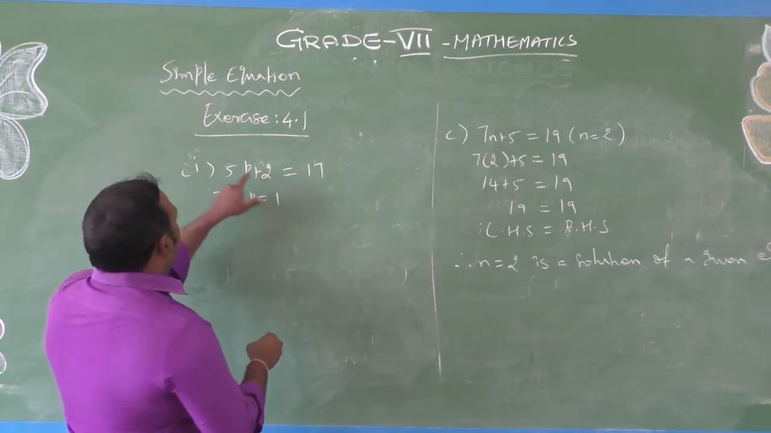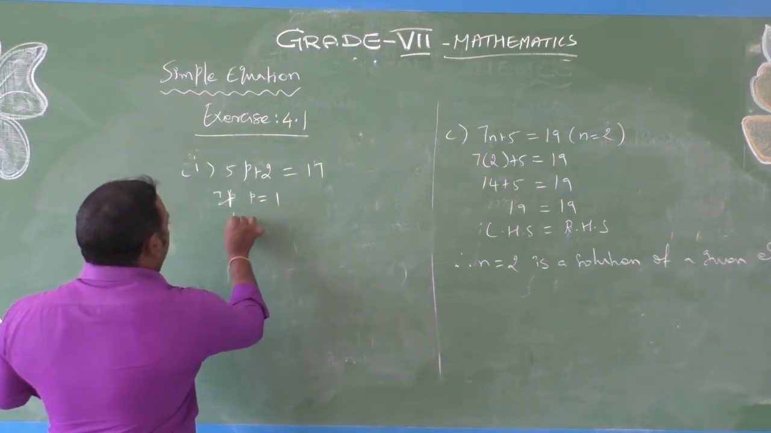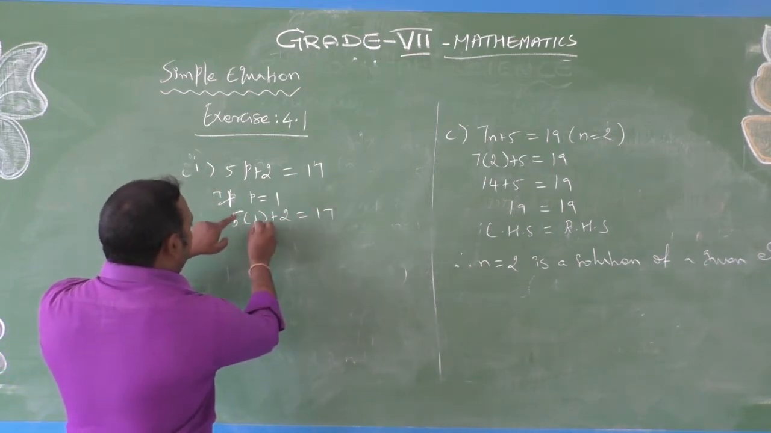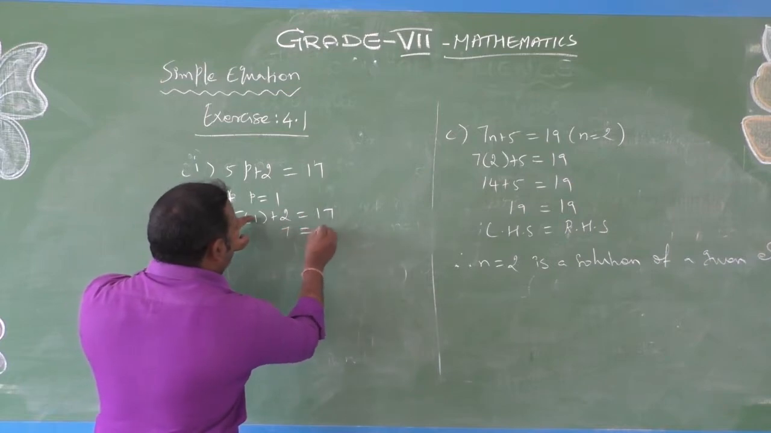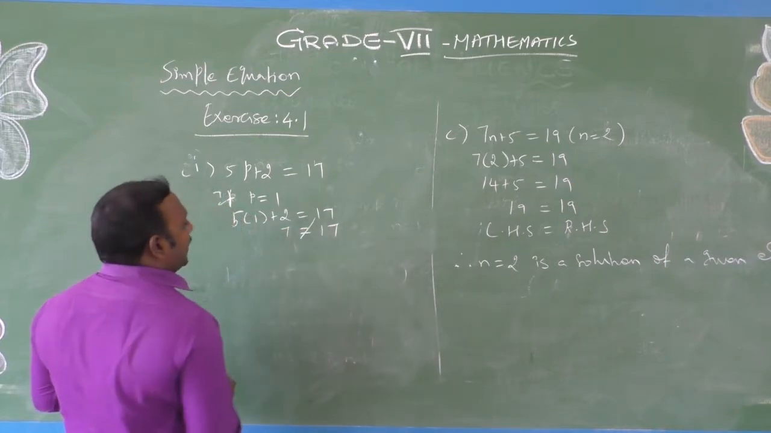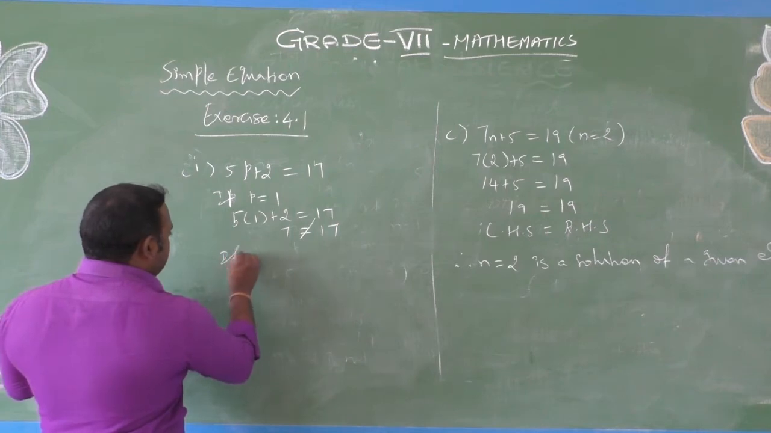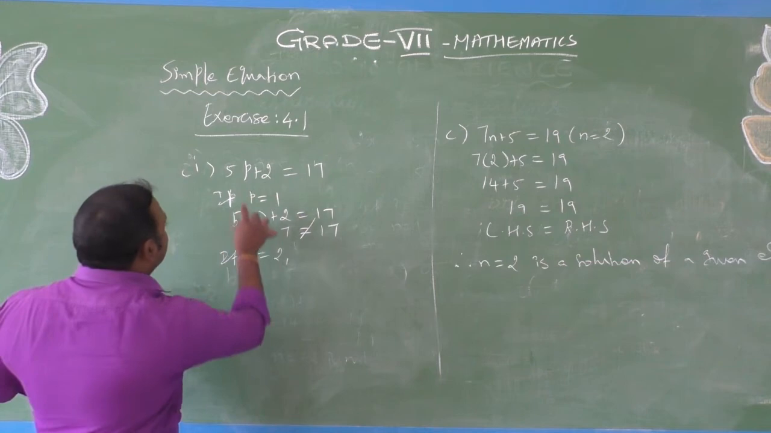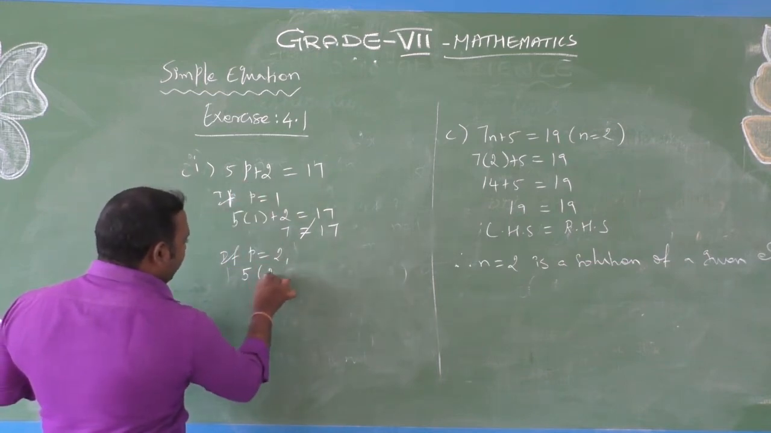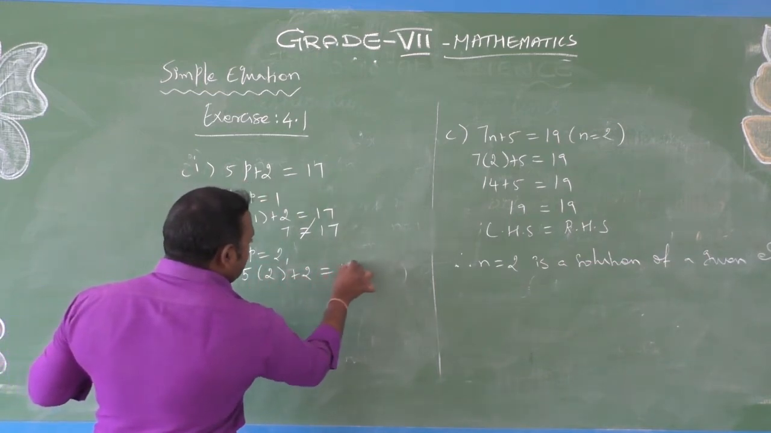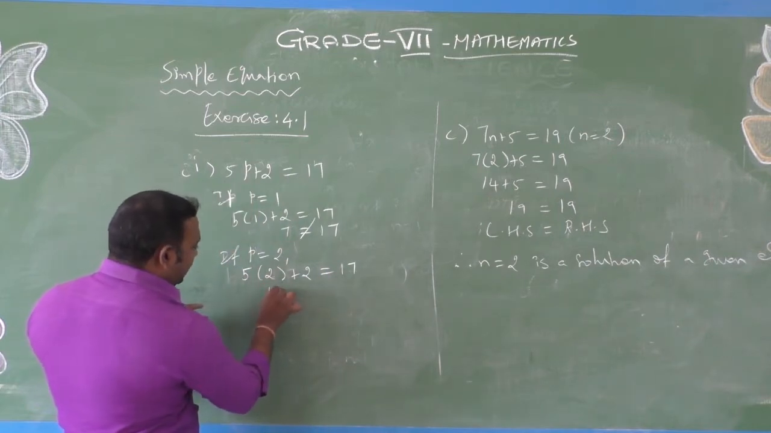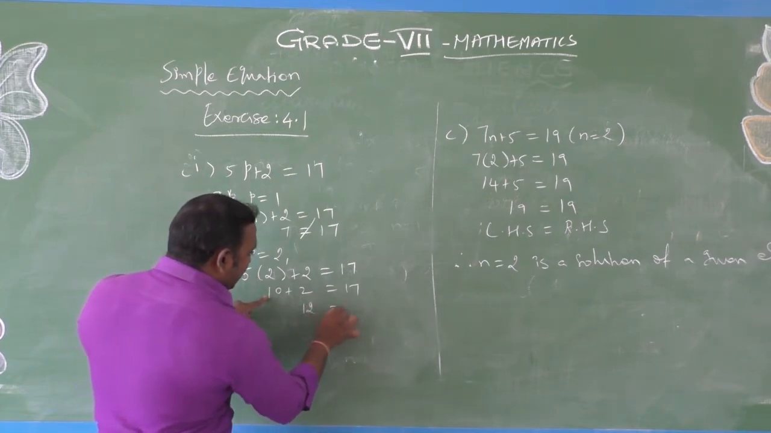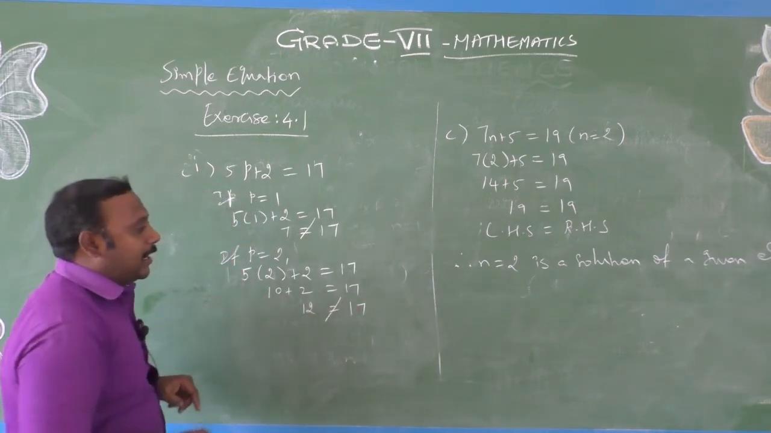If p is equal to 1, then the equation becomes 5 times 1 plus 2 is equal to 17. So 5 into 1, 5, 5 plus 2, 7. 7 is equal to 17 is not possible. Then if p is equal to 2, then 5 into 2 plus 2 is equal to 17. So 5 twos are 10, plus 2, 12 is equal to 17. It is also not possible.